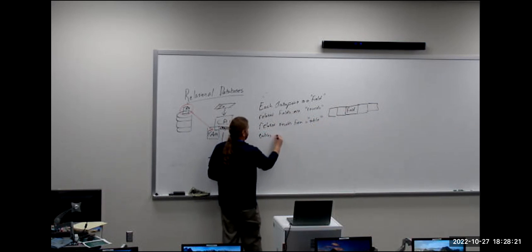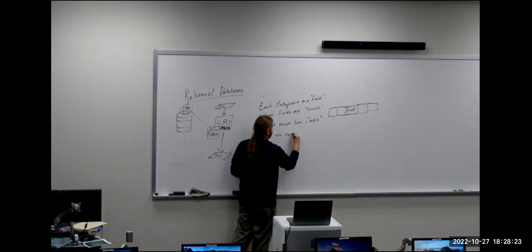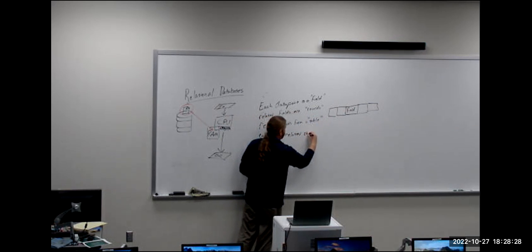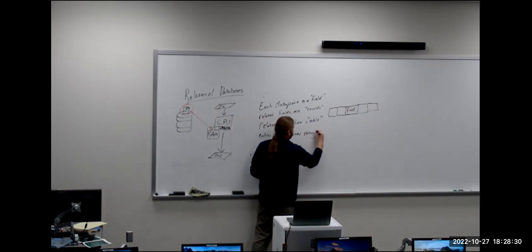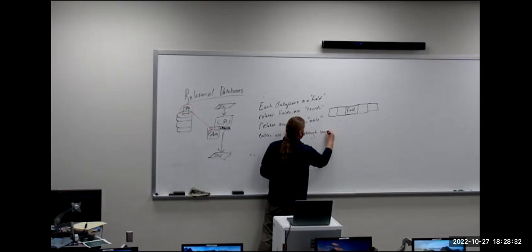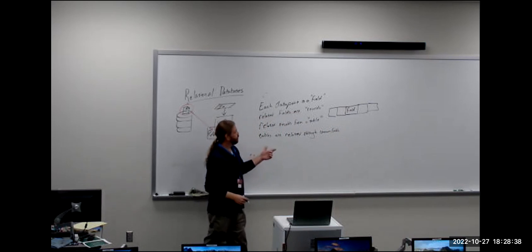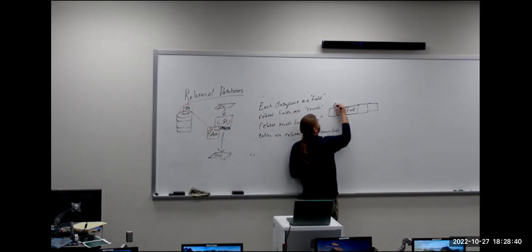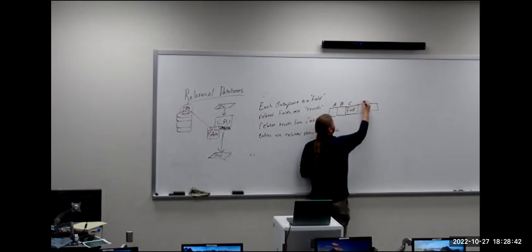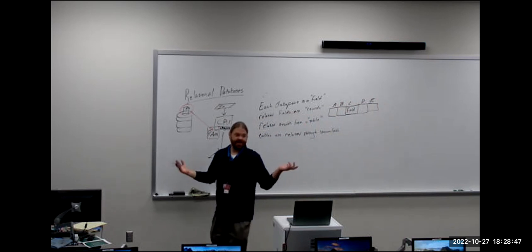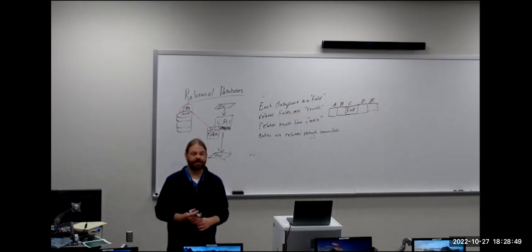And tables are related through common fields. So I'm just going to write some arbitrary labels up here. A, B, C, D, and E, that's name, age, town. Just have some sort of label.